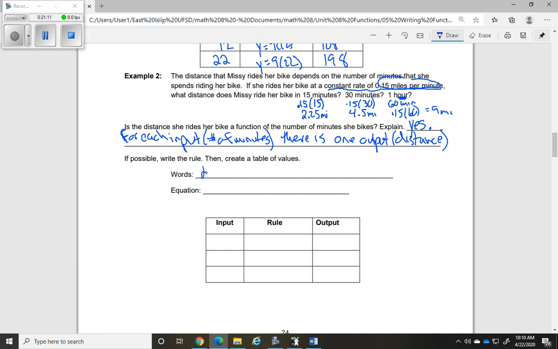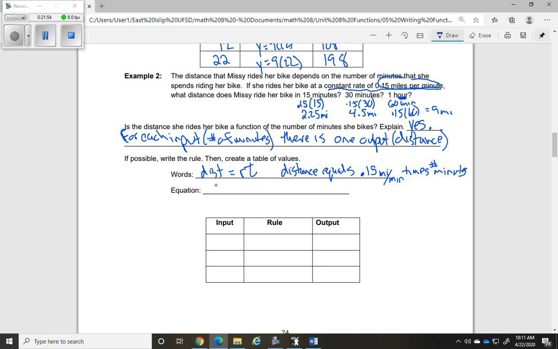So in words, her distance is equal to the rate times the time. Do you remember we kind of talked about this in our scientific notation unit? Distance equals rate times time. So her distance equals 0.15 miles per minute times the minutes, the number of minutes.